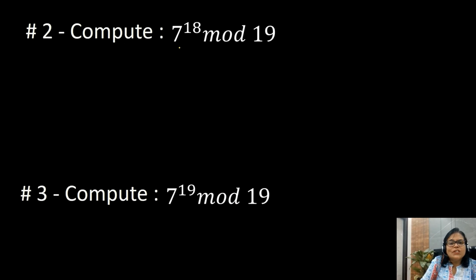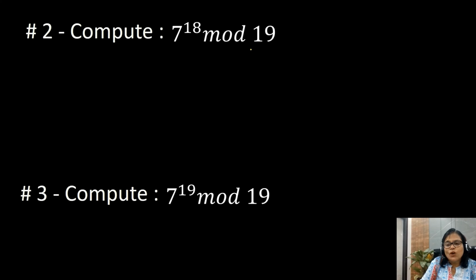If you see these two questions, they are similar, with only one difference. In one case, they have asked us 7 raised to 18 mod 19, and in the other case, they have asked us 7 raised to the power of 19 mod 19. If you are given a question to solve modular exponentiation, there are two ways of doing it. One is the traditional method and the other is using Fermat's theorem. Now, the traditional method is lengthy, so we'll go for Fermat's theorem.